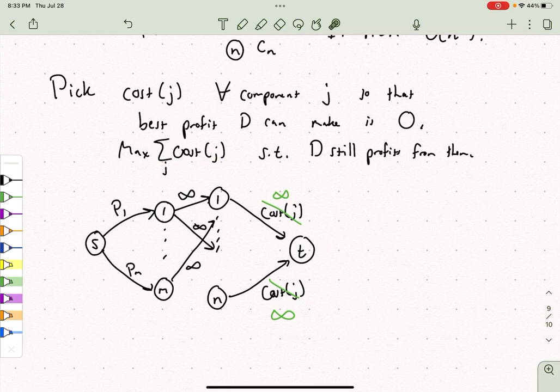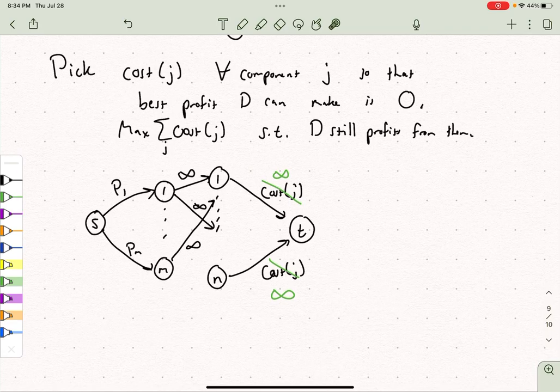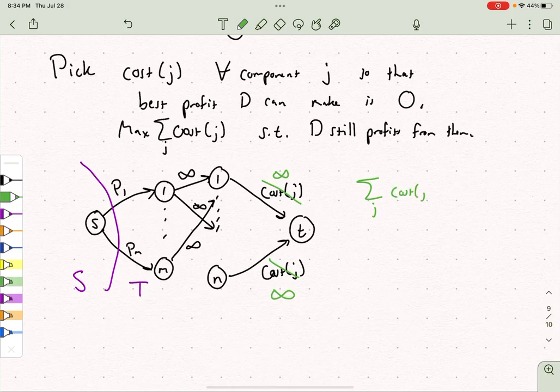But still, because it's a project selection problem, it's still going to find a min cut, and that's going to help D make its decisions. And notice the min cut here, which is also the only feasible cut, is this cut. So in particular, what will end up happening is the sum of the costs will end up being exactly the total profits.